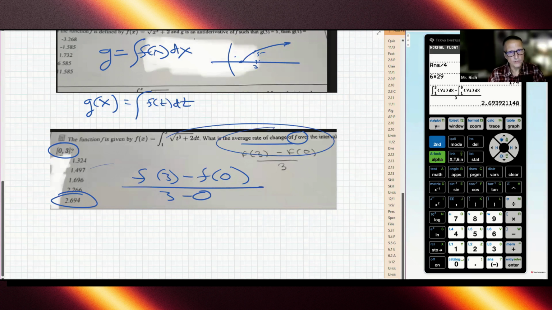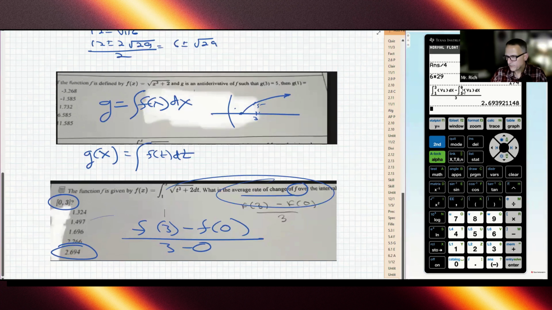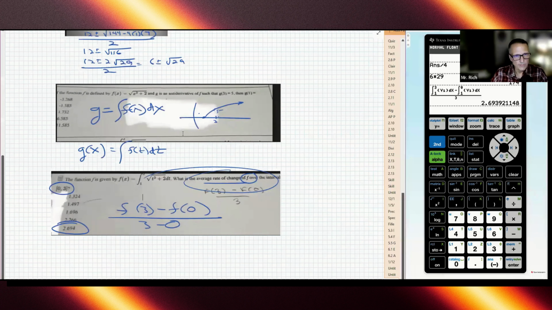Okay, average rate of change with that. Maybe that one will come to me at some point. All right, doing too much calculus here. What else do we got?